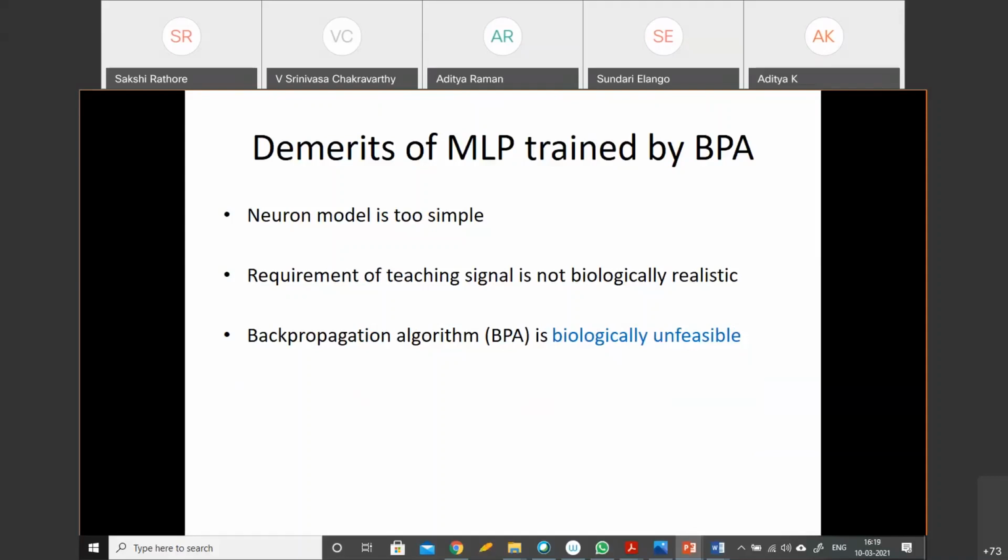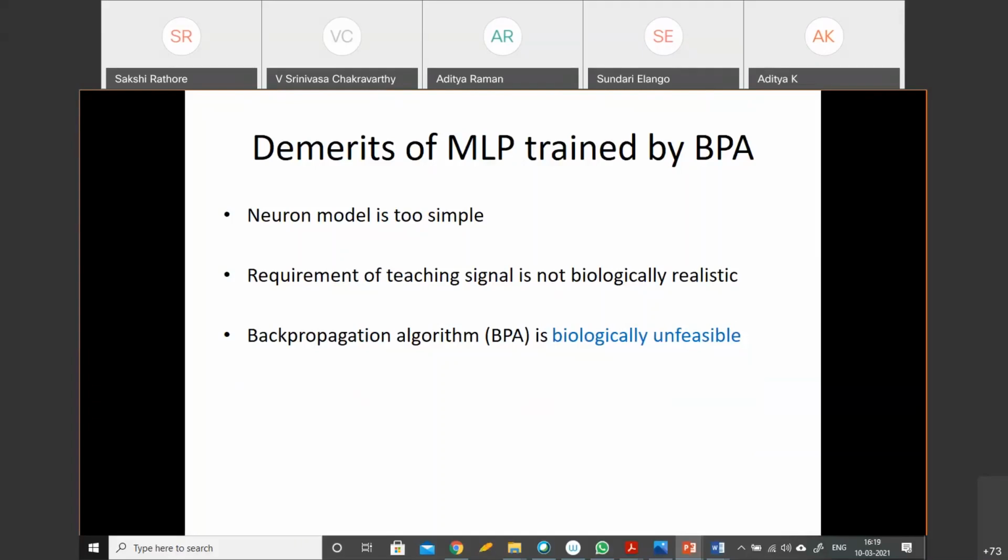And the demerits: the neuron model is too simple. Real neurons are a lot more complicated. We have seen a little bit of how a real neuron works, and it is actually a lot more complicated, whereas the MLP neuron is quite simple because it's just the McCulloch-Pitts neuron model.